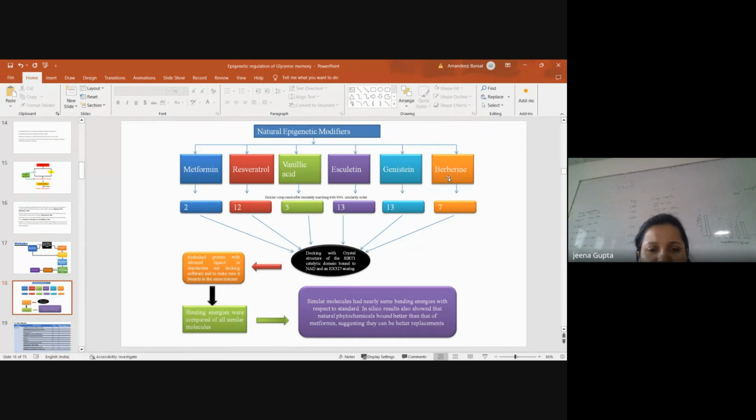Then we used the structure similarity searching approach. We found the molecules which are structurally similar to these parent compounds. So we found potential molecules: two which are similar to metformin structures, 12 with resveratrol, 5 with vanillic acid, 13 with esculetin, 13 with genistein, and 7 with berberine. These molecules we have selected after putting a barrier that more than 80% of them must be similar in structure with the known molecule.